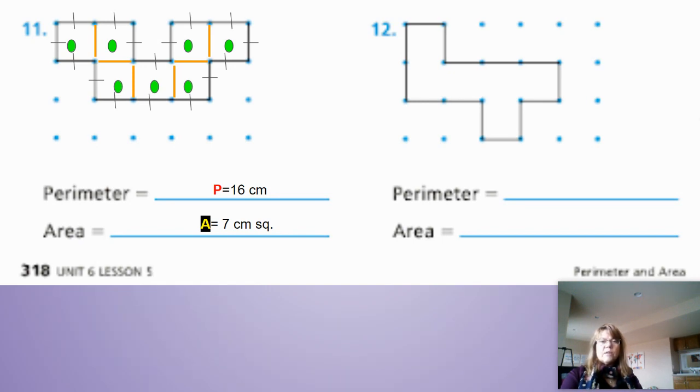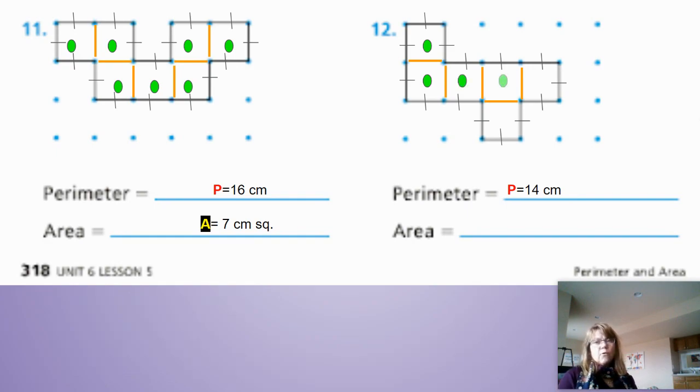All right, let's try this next one. Perimeter: 1, 2, 3, 4, 5, 6, 7, 8, 9, 10, 11, 12, 13, and 14. All right, so 14 centimeters going all the way around. I would have thought they'd be the exact same. Just looking at them, they look similar enough, but guess not. And the area, we fill in our lines in the middle, and then we start 1, 2, 3, 4, 5, and 6. That is now 6 centimeters squared.